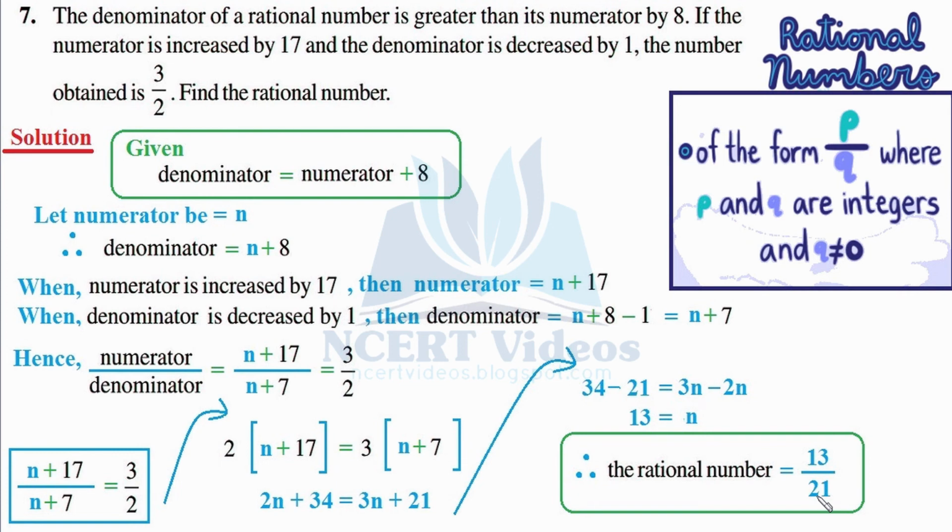And you can verify it very well. That is, the denominator of a rational number is greater than its numerator by 8. So the difference between 21 and 13 is 8. In this way you can also verify your answer. That is the best part of solving equations. So you see how easily we solved this question. We just followed the path that we have framed initially in our mind.